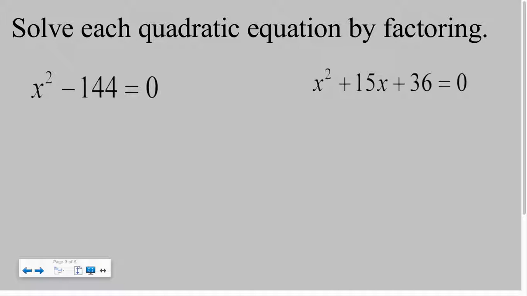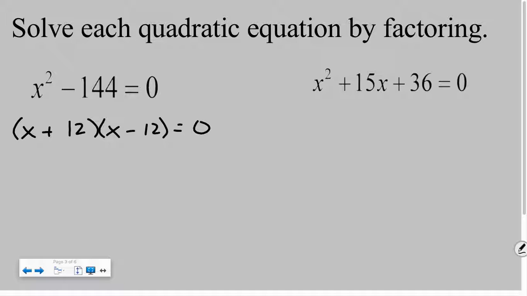Is there a GCF? There's no GCF, right? Binomial or trinomial? Binomial. Sum or difference? Difference. Is x squared a perfect square? Is 144? Okay, so then when I go to factor this, square root of my first term, so x and x, square root of my second term, 12 and 12, and what about my signs? Plus minus, good. That we did yesterday.